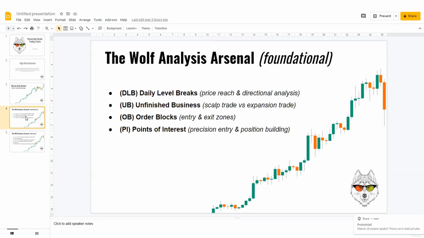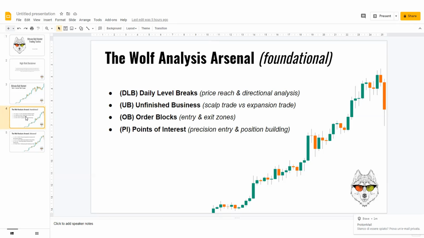The unfinished business thing is where I determine if I'm in a scalping market environment or if I should be looking for a big expansion trade and maybe hold a position to go outside the range. And then order blocks, I'm pretty sure most of you are familiar with order blocks, but how I view those is really just an entry and an exit zone.